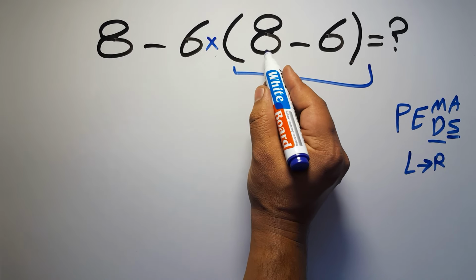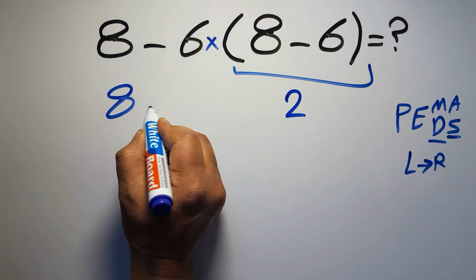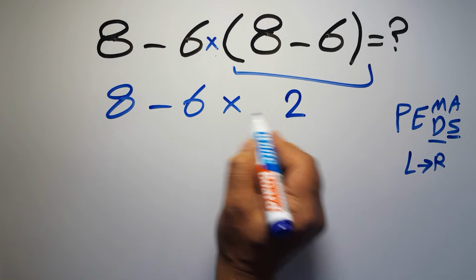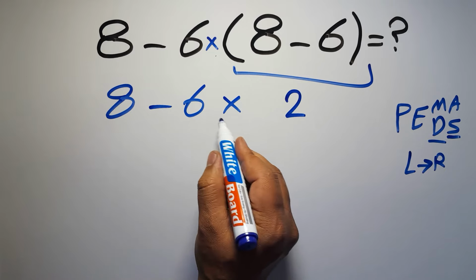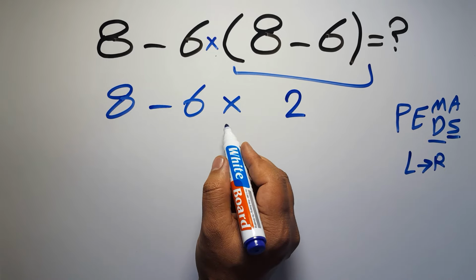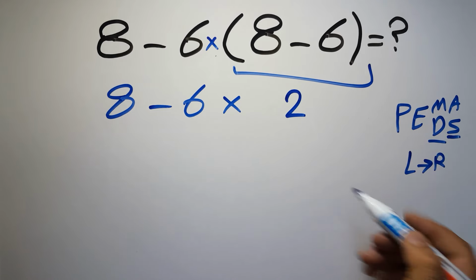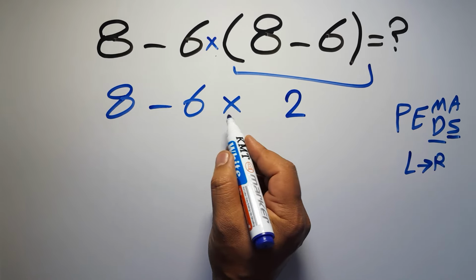Inside this parenthesis we have 8 minus 6, which equals 2. So 8 minus 6 then times 2. Now we have one subtraction and one multiplication. According to the PEMDAS, multiplication has higher priority than subtraction, because multiplication comes before subtraction. So here first we have to do this multiplication.